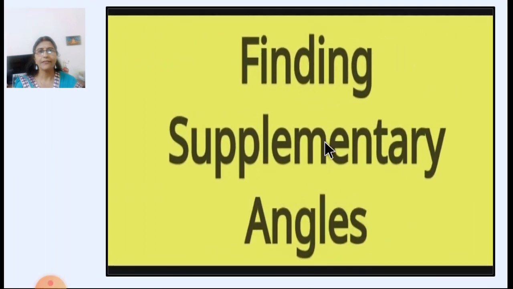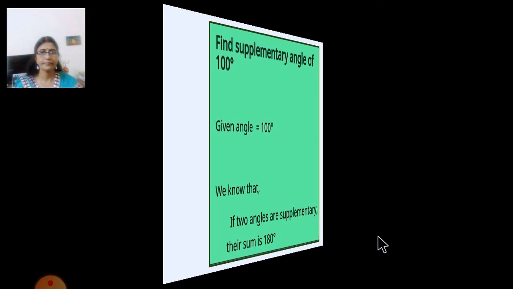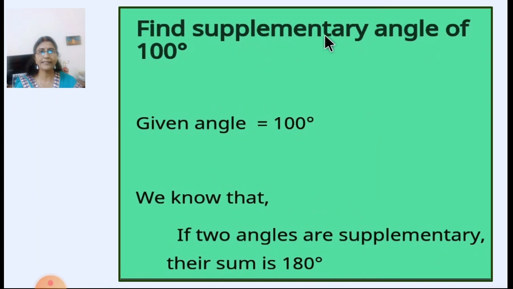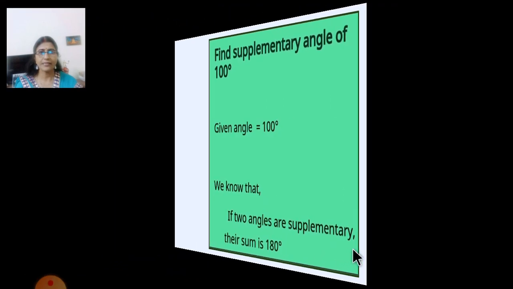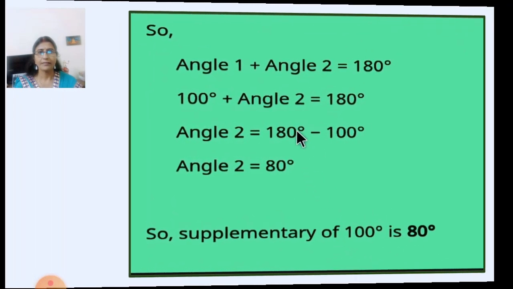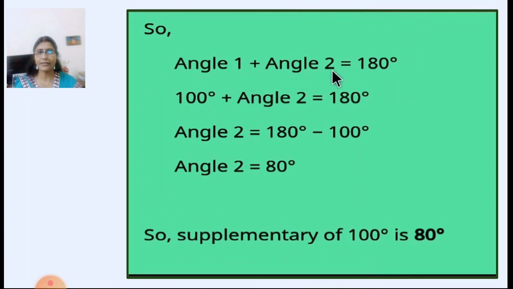Now next is finding supplementary angles. Now the question is, find the supplementary angle of 100 degrees. Same way we'll find out. Given angle is equal to 100 degrees, and we know that if two angles are supplementary their sum is 180 degrees. So let us find out the next angle. Angle 1 plus angle 2 is equal to 180 degrees, and in place of angle 1 we'll write 100 degrees plus angle 2 is equal to 180 degrees.